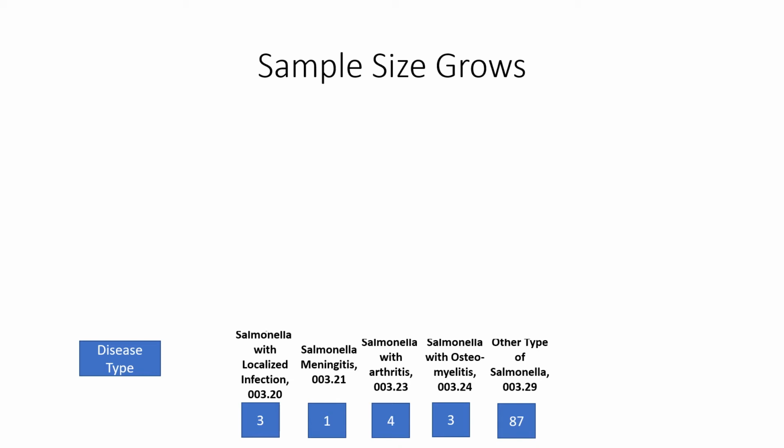So here we are showing the sample size for Salmonella with localized infection was 3, very rare. Salmonella meningitis, there was only one of them in our data. Salmonella with arthritis, 4 of them. Salmonella with osteomyelitis, 3 of them. And other type of Salmonella, 87. None of these are that common. Let's say we consider more than 100 common. So all of these are under the 100 threshold.